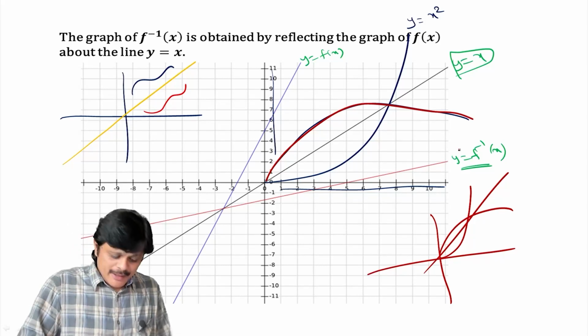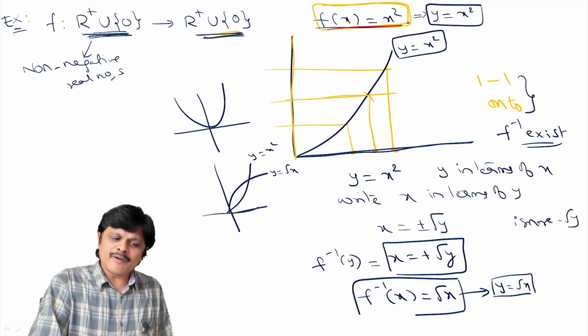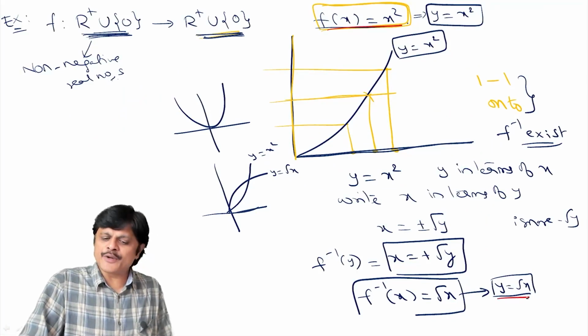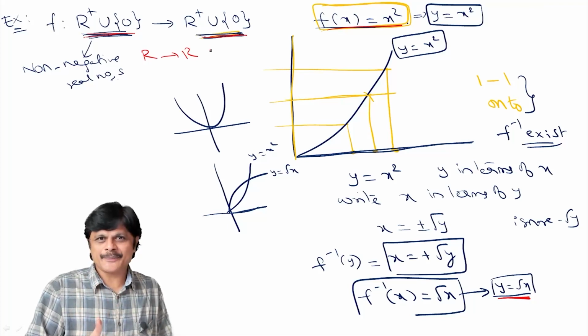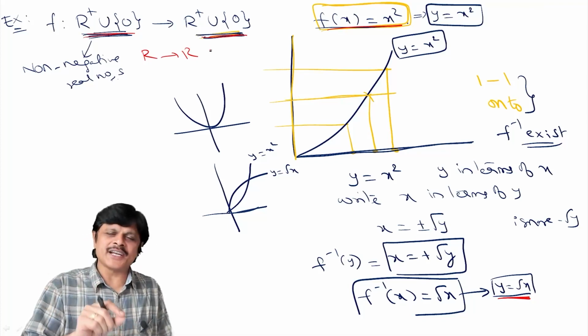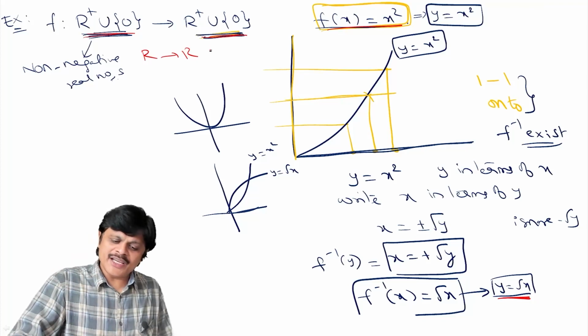So here in this previous example, for y is equal to x square, the inverse is y is equal to root x, and it exists if the domain and codomain are defined like this. But if you take R to R, the inverse does not exist. That is an inverse relation, but it is not an inverse function. Please remember that.